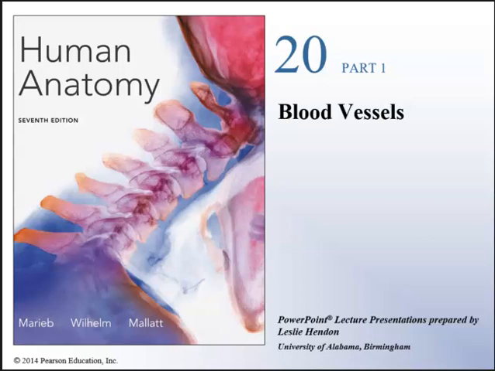Hey everyone, this is Dr. Marcon, and this is chapter 20 on blood vessels. So what I'm going to do is break up blood vessels into regions. I'm going to talk about the general characteristics of blood vessels, and then for this unit, I'm going to be talking about the blood supply to the head, neck, upper limb, as well as the thoracic region. And then the next unit, we'll talk about the blood supply to the abdomen as well as the lower limb.